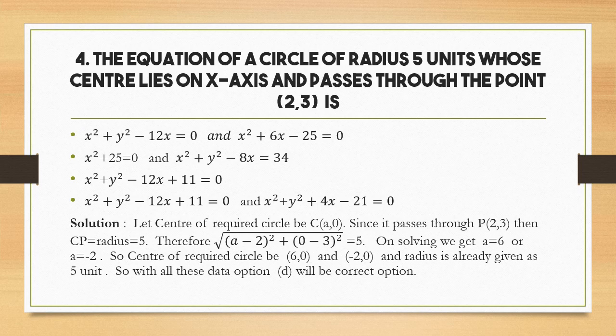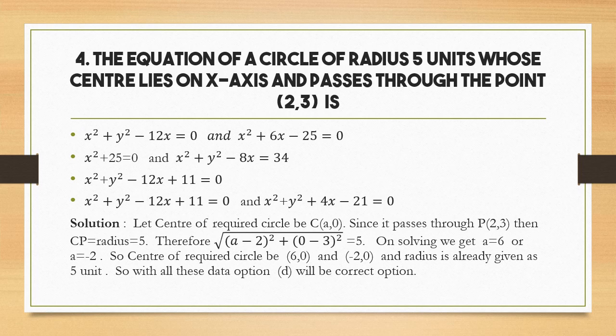So you need to discuss two cases here. One: the center is (6, 0) and the radius is 5 units. Another case: the center is (minus 2, 0) and the radius is 5 units. For these two cases you will get two sets of equations, and if you substitute these values in the standard equation, (x minus h) the whole square plus (y minus k) the whole square equals r square or a square, you will get option D as the right answer. Please work out this problem. You will get option D as the right answer.